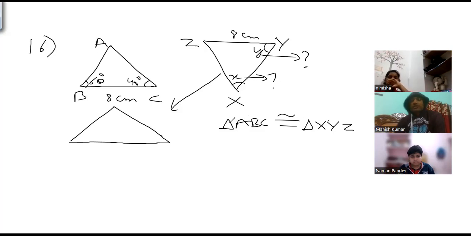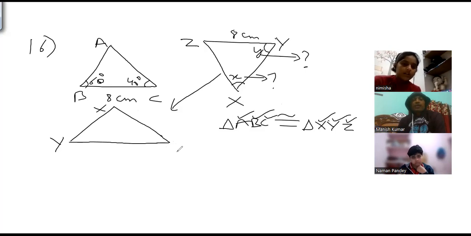Now see, if you are given this congruency rule, then in place of A, simply X will come. So here we will take X. In place of B, Y will come, so here we will write Y. In place of C, Z will come, so here we are writing Z.